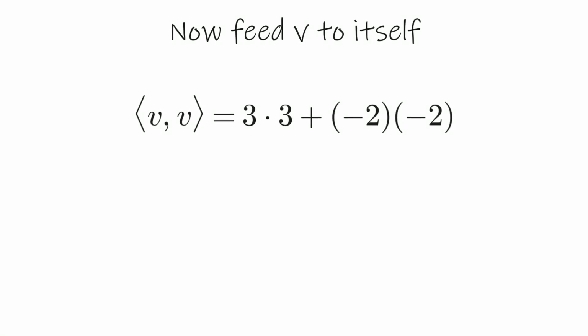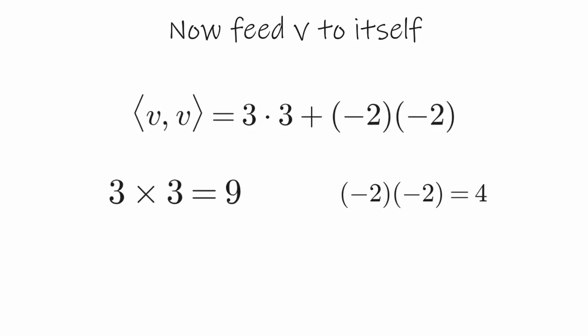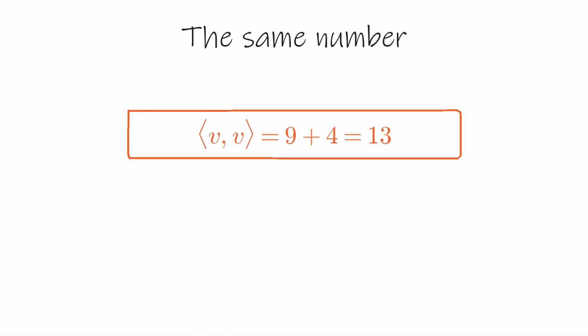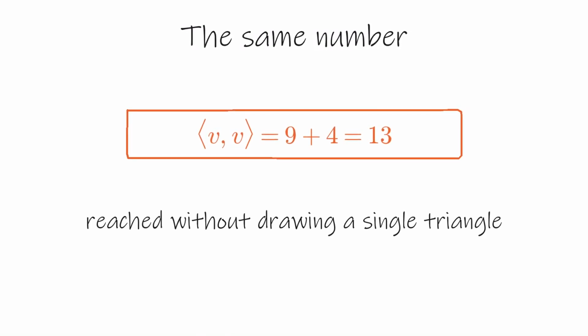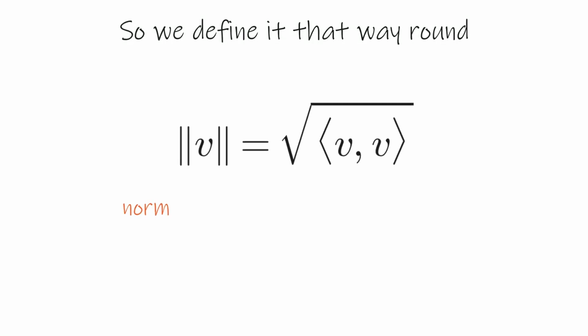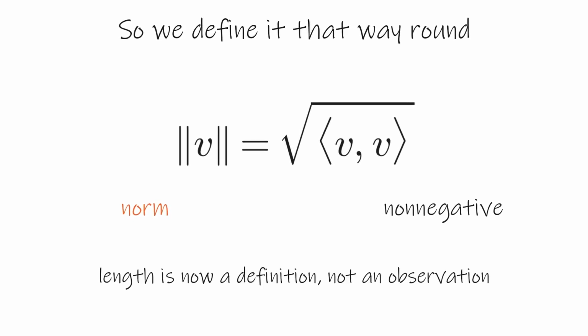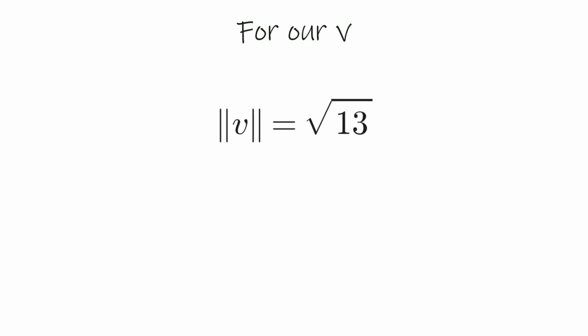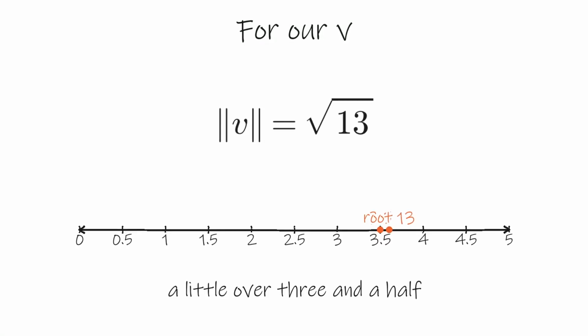Now take the inner product of v with itself. 3 times 3 is 9, minus 2 times minus 2 is 4. 13. The same number, reached without drawing a single triangle. So we define it that way round. The norm, or length, of v is the non-negative number you get by taking the square root of the inner product of v with itself. For our v, that's the square root of 13, a little over 3.5.